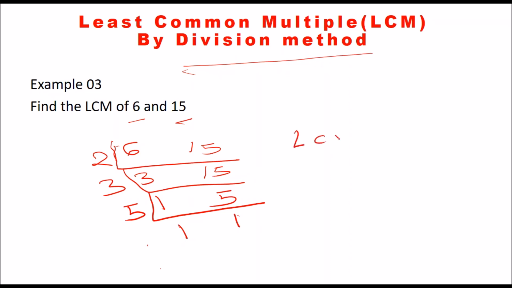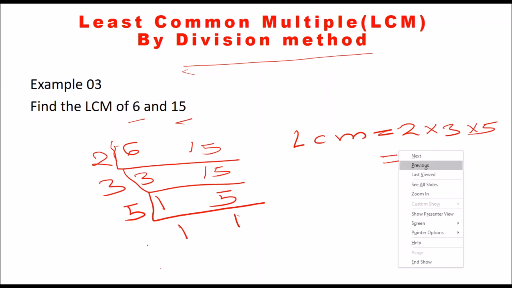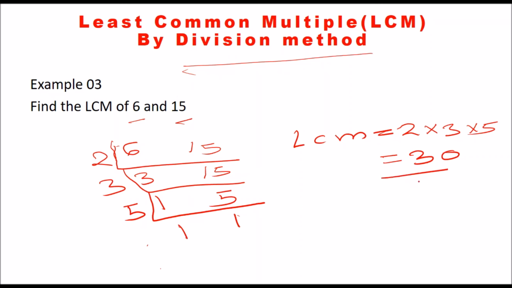So the LCM is to multiply these factors. We have 3 times 2 times 5, which is equal to 30. Because 2 times 3 is 6, and 6 times 5 is 30. So that is our LCM.